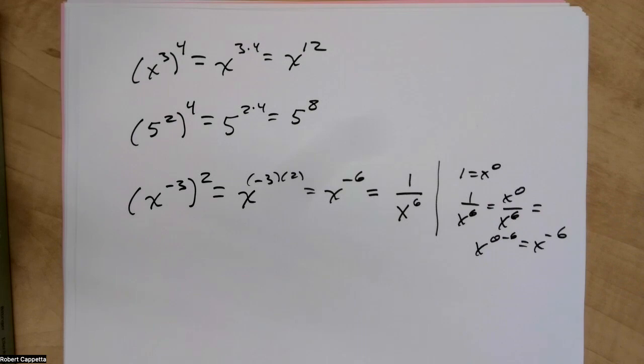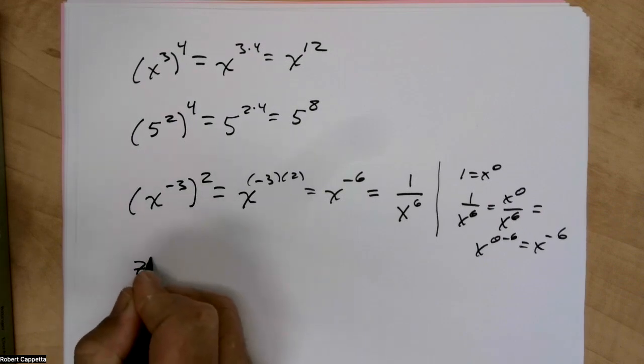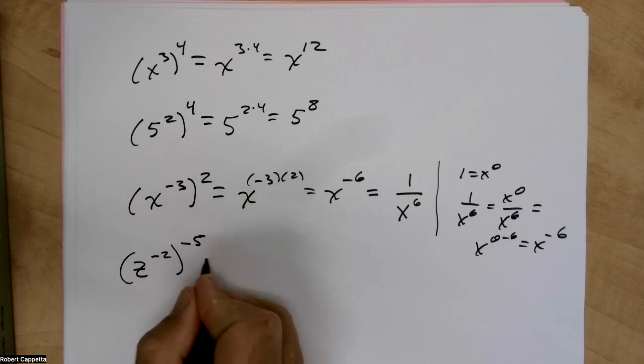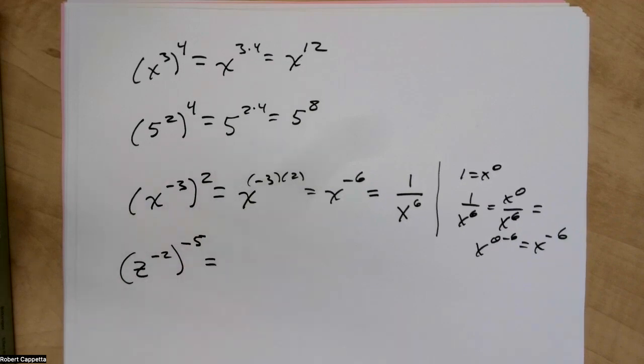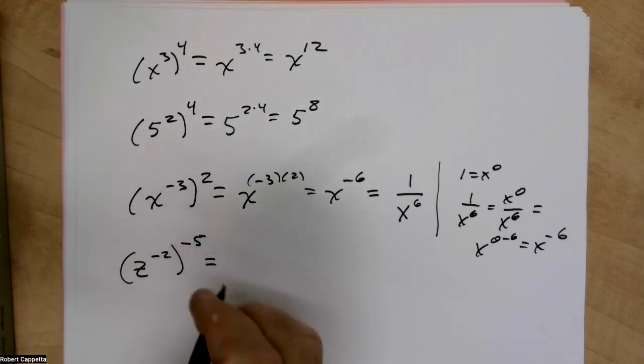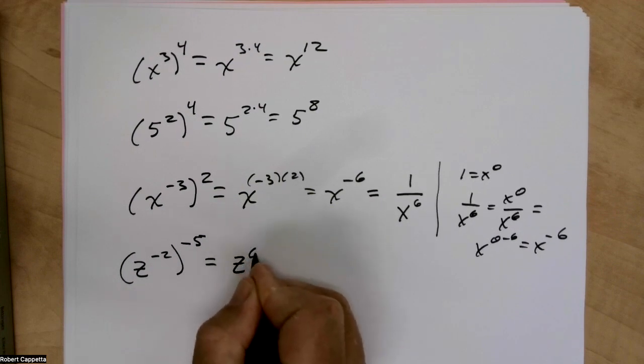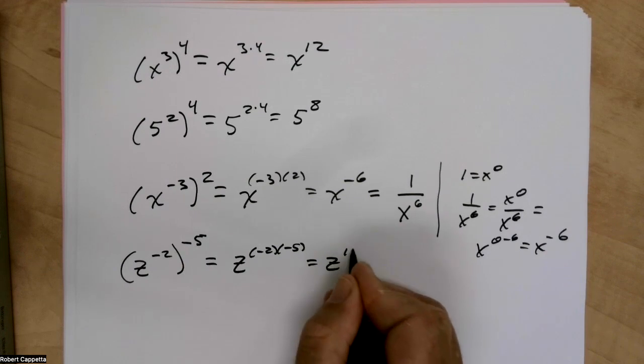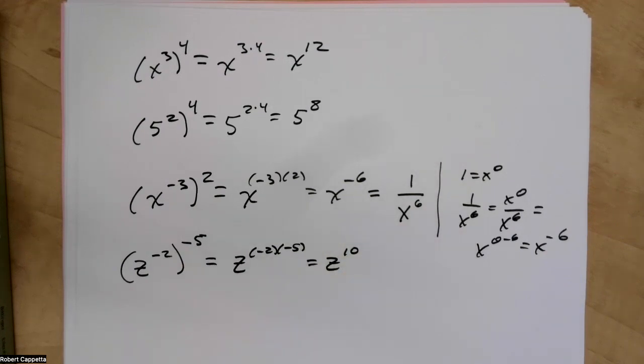But if I have z to the negative 2 all raised to the negative 5th power, this is a little difficult for us to visualize, but the rule extends. When you raise a power to a power, you multiply the exponents. So it'll be z to the negative 2 times negative 5, which is z to the 10th power. That's how that's going to work. So let's take a look at a couple more of these as we are raising powers to powers with and without negative exponents. These are the kind of things you want to think about.